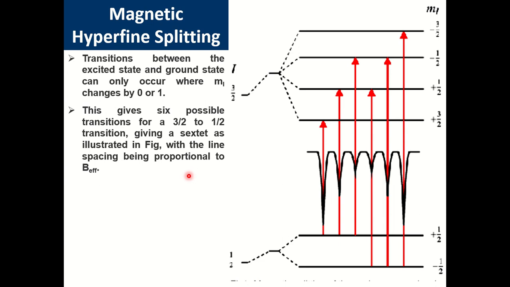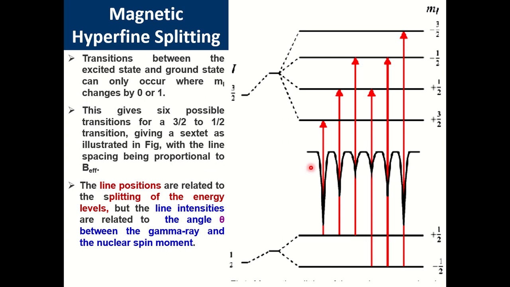Depending on the applied magnetic field, the splitting can vary. The line positions are related to the splitting of the energy levels, but the line intensities are related to the angle theta between the gamma ray and the nuclear spin moment. So, two important points: the splitting of the energy levels, the line positions, gives you the strength of the magnetic field, but the line intensity will depend on the angle the gamma ray has with the nuclear spin moment.